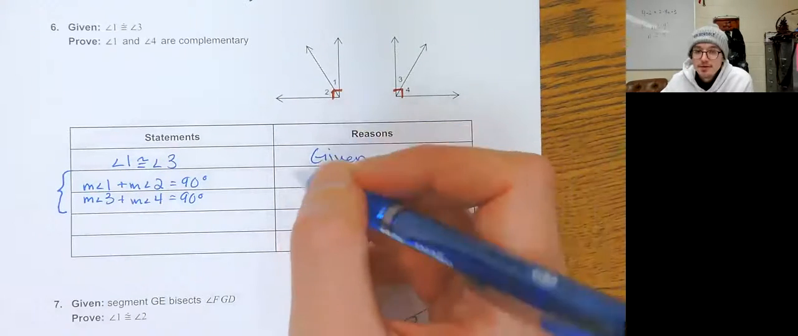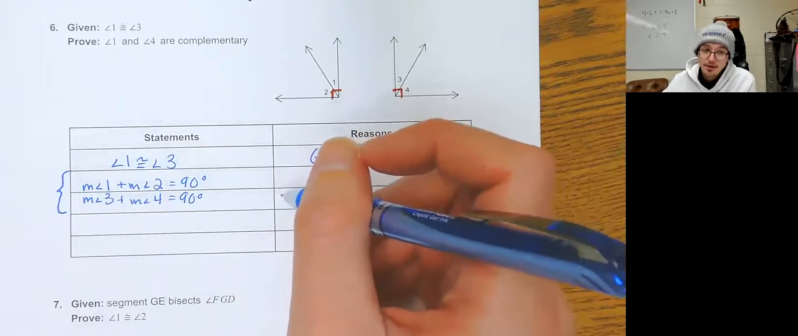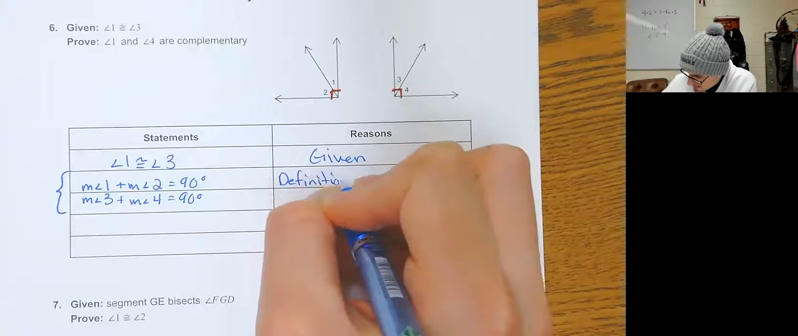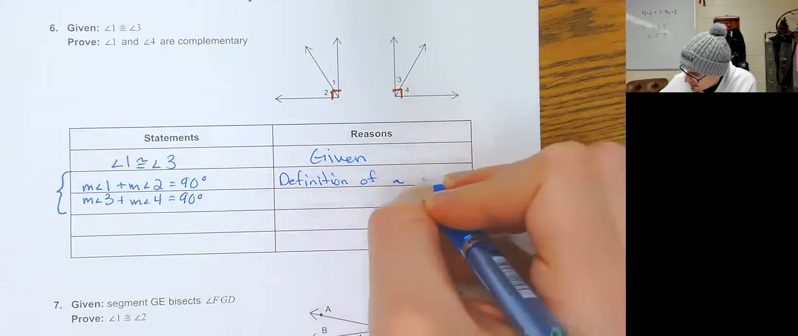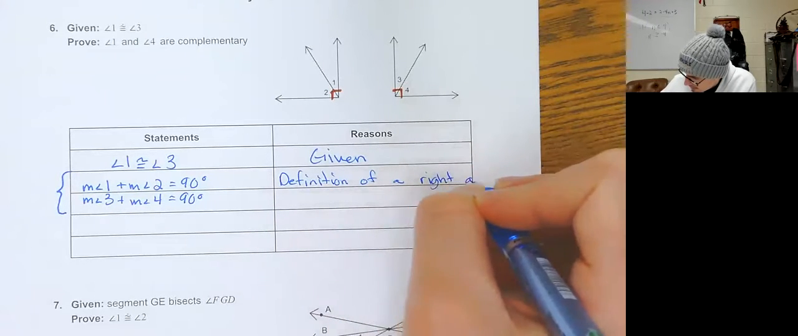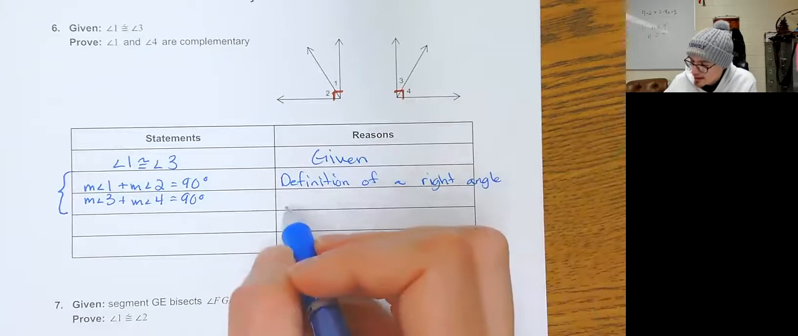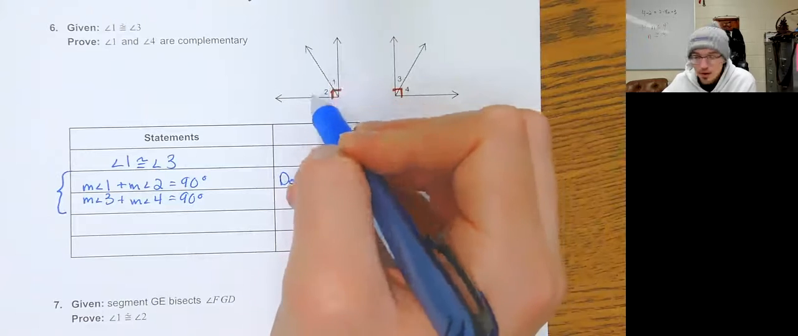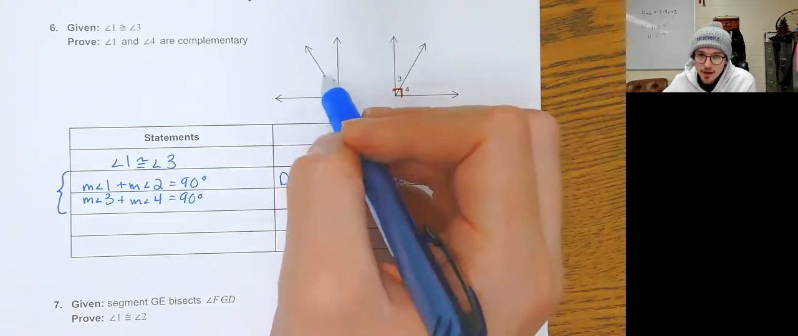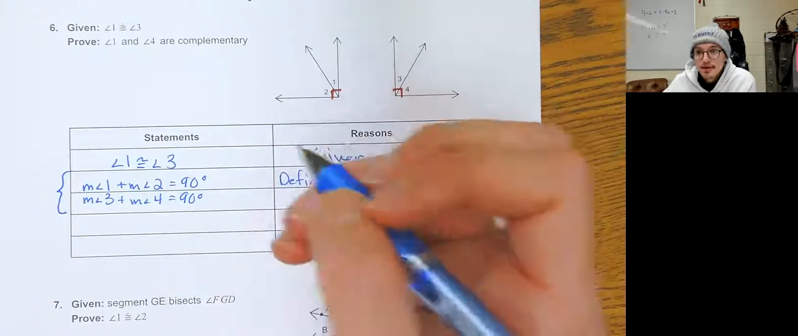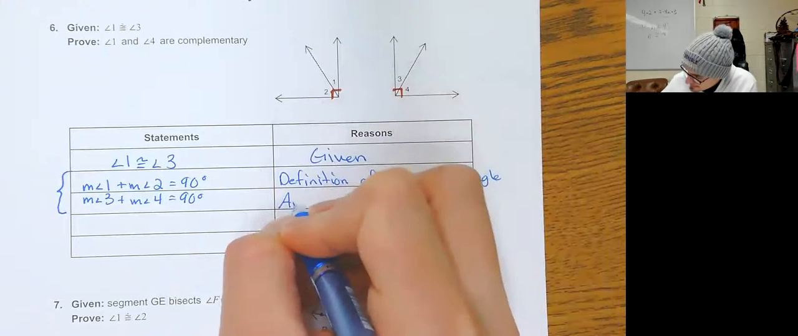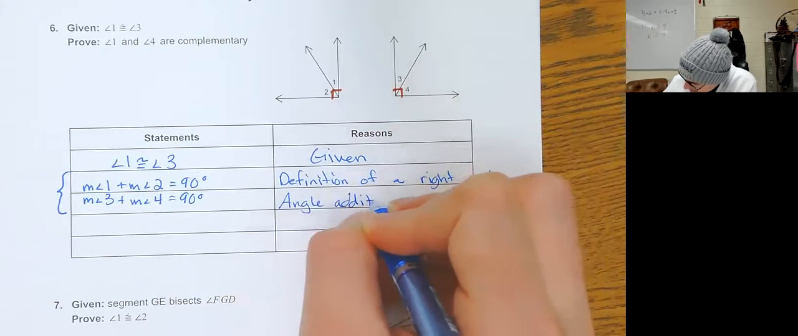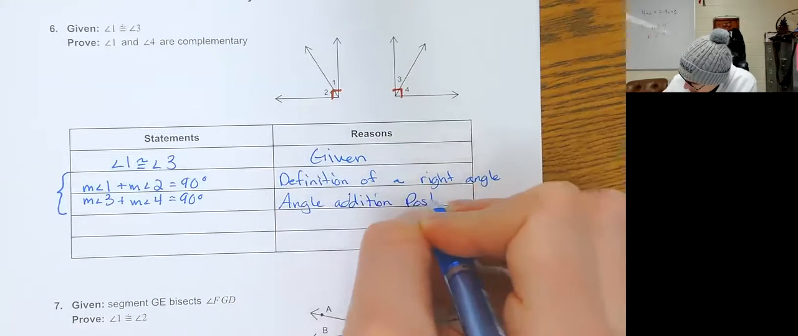The first reason is the definition of a right angle. The definition of a right angle is that a right angle is 90 degrees. So we're going to do the definition of a right angle. The other one we're going to use is the angle addition postulate, that 2 smaller angles that make up a bigger angle, you can add them together to get the bigger angle. So, angle addition postulate.